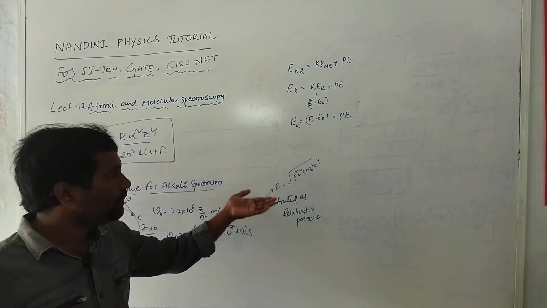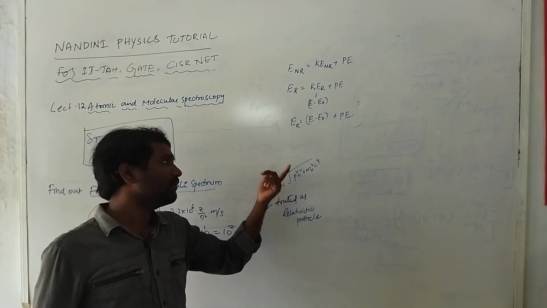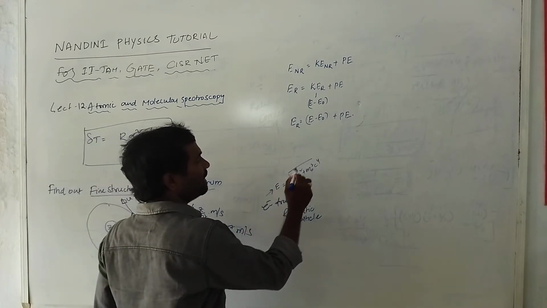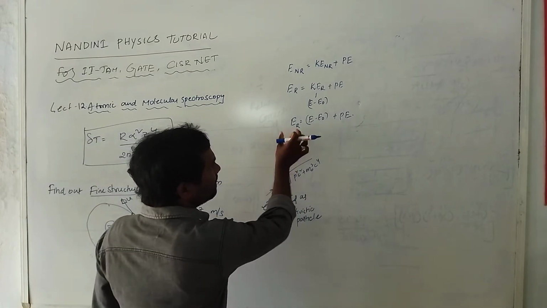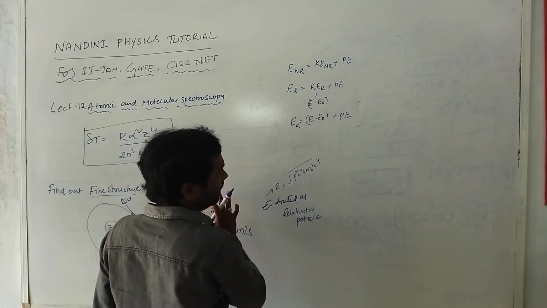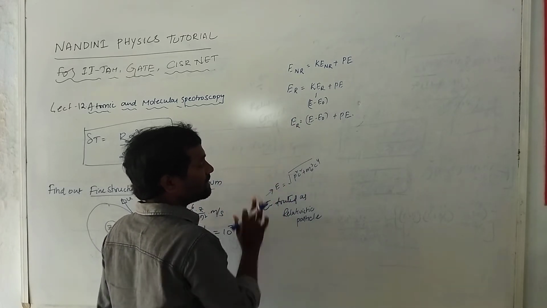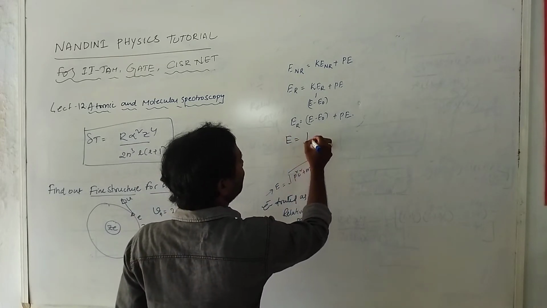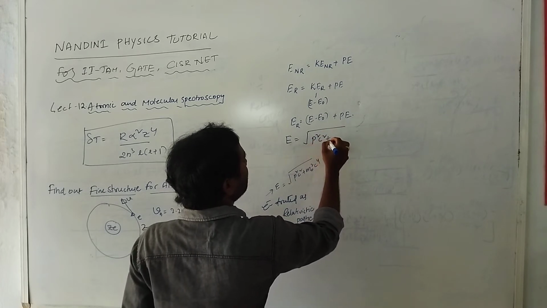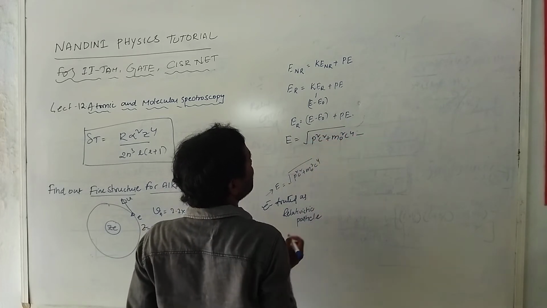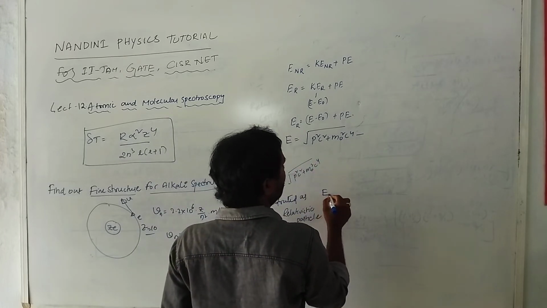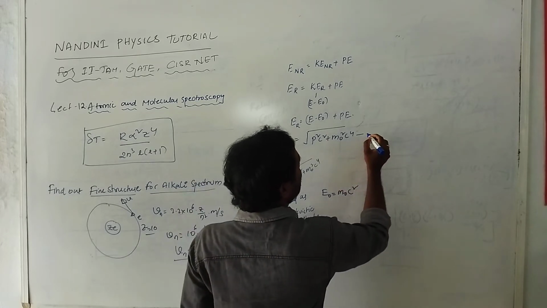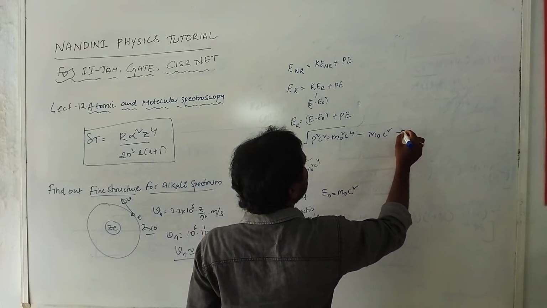Right now we substitute E equal to root over p square c square plus m naught square c power 4, because this is the total energy in the relativistic case, in which the electron is treated as a relativistic particle. Therefore, E is equal to root over p square c square plus m naught square c power 4 minus E naught, where E naught is the rest mass energy m naught c square, plus the potential energy.